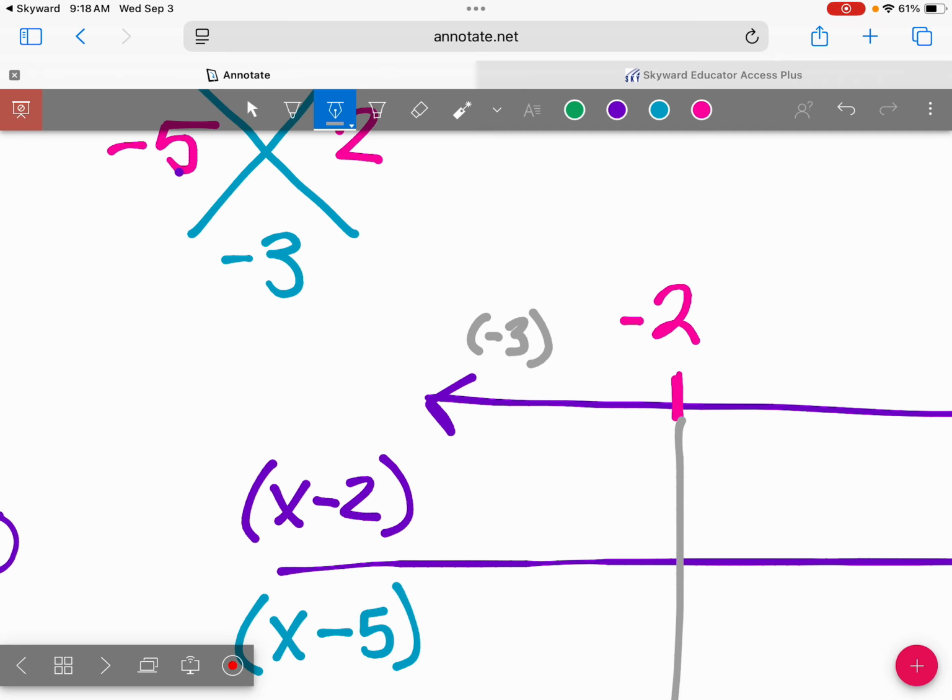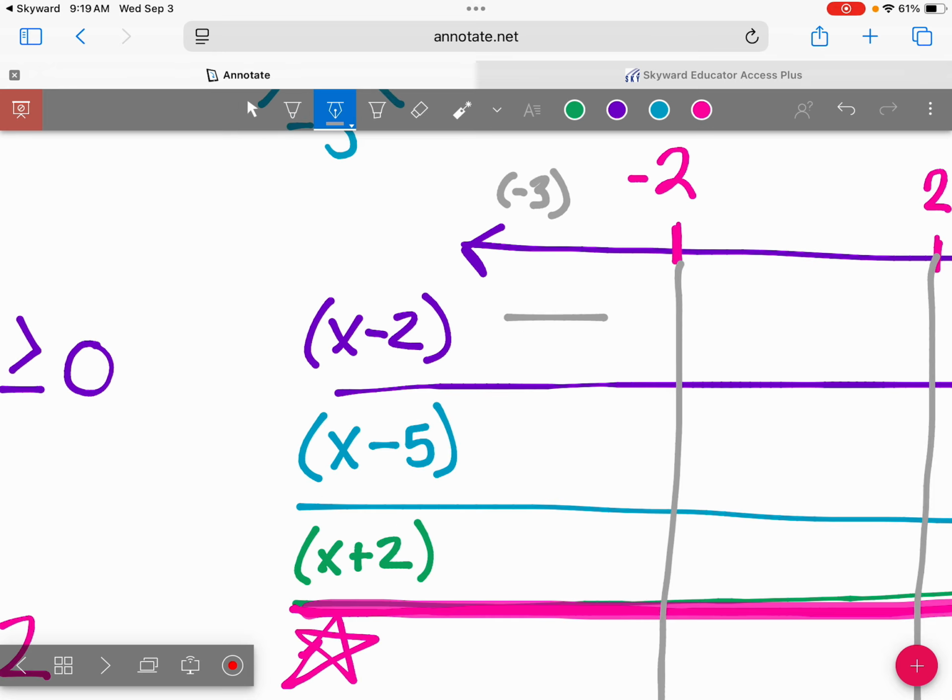Negative, because we would have -3 minus 2. That'd be a -5. That is negative. All I care about is: is it positive or is it negative? So if I have something like -3 minus 5, positive or negative? Negative. If I have something like -3 plus 2, negative.